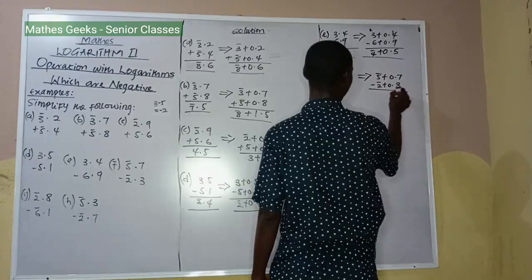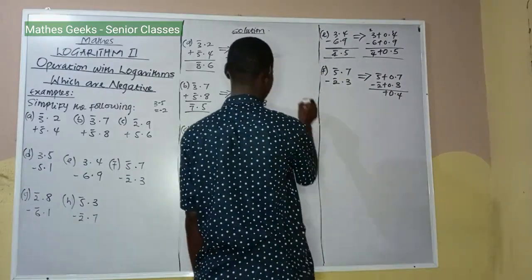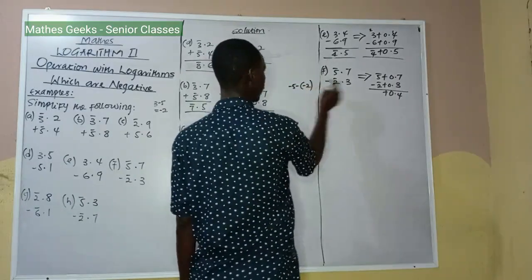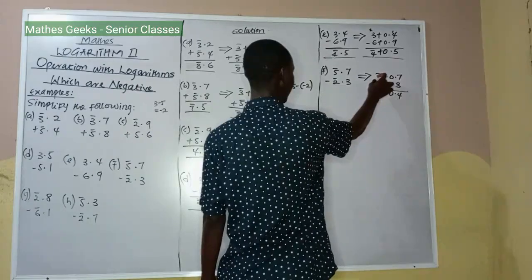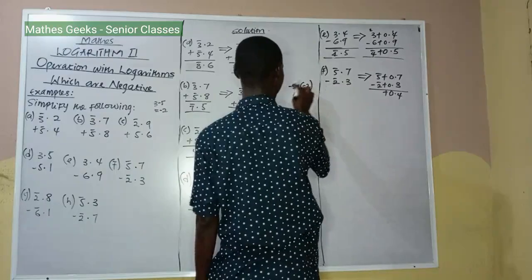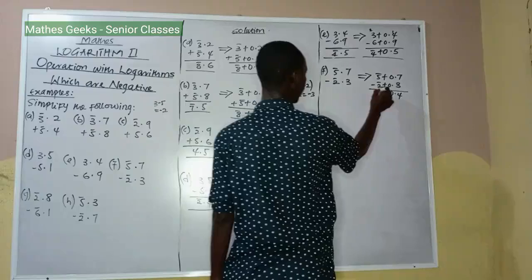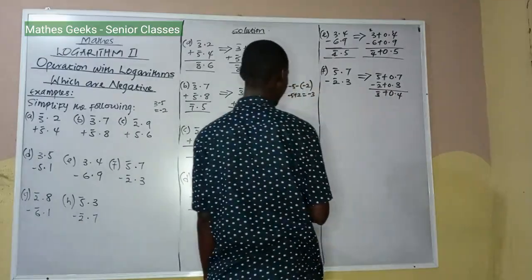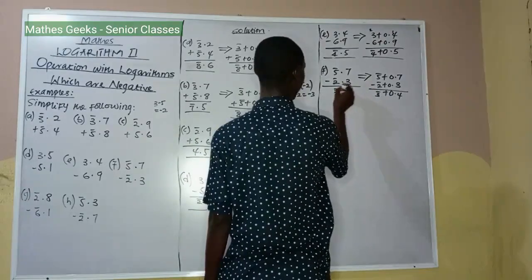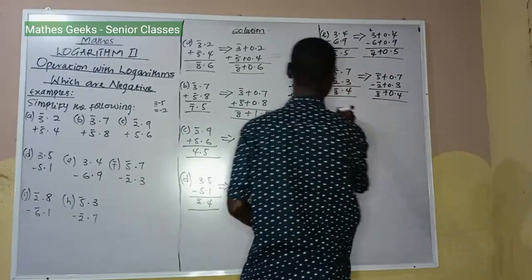So 7 minus 3 is 4. 0.4 plus bar 5 minus bar 2. This bar notation is minus, so bar 5 minus bar 2. So minus times minus gives us plus, minus 5 plus 2 gives us minus 3. So this gives us bar 3. Alright. So this gives us bar 3.4. That's the answer.